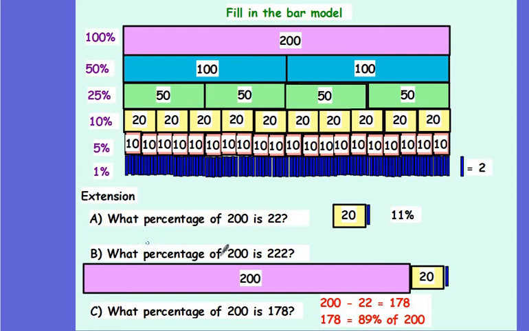I asked, what percentage of 200 is 222? Well, to make 222, I needed my big purple box to give me 200. I needed one of my little yellow boxes, which gave me 20, and one of my little blue boxes, which gave me 2. So altogether, I had 100% plus another 10%, plus another 1%, so I was looking for 111% for that one.